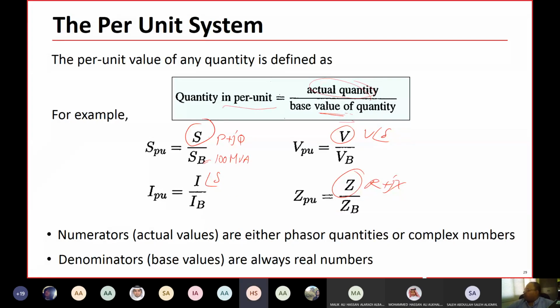Yes, please. The base value is the same as the rated, isn't it? Usually you select the rated as a base. In principle, you can have any arbitrary value. Is it clear? Okay. To simplify calculation, you take the rated values as a base. In principle, you can choose any value. Of course, to simplify the calculation, you select the base values as the rated values.